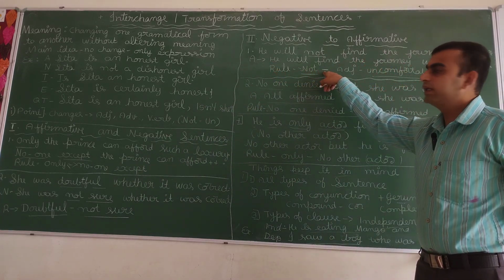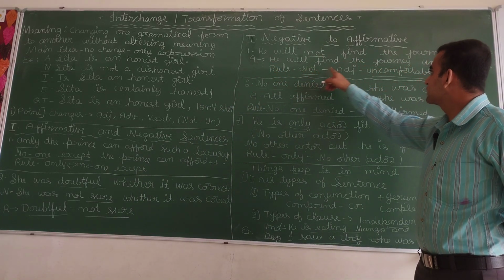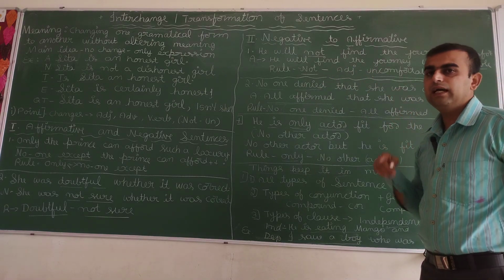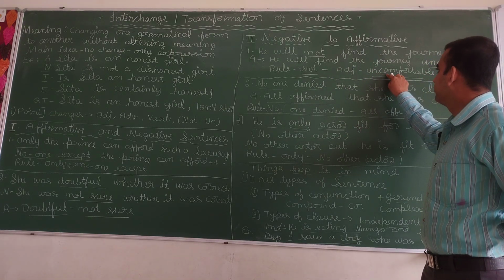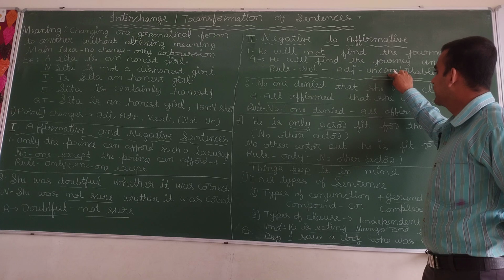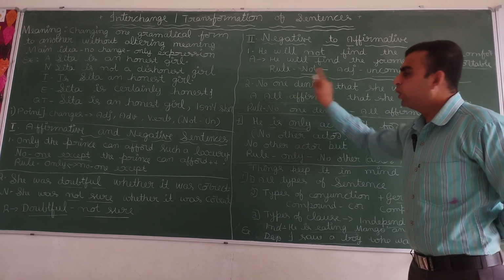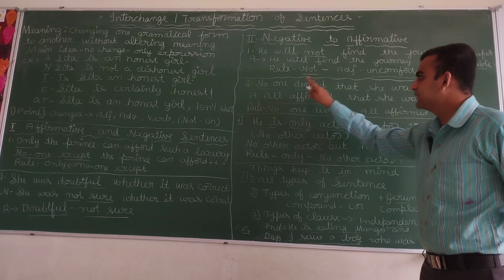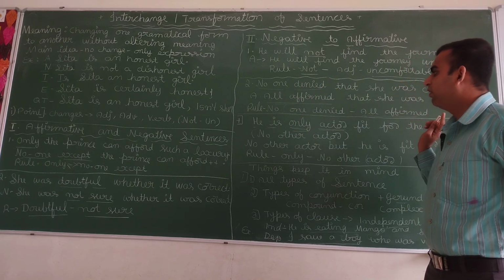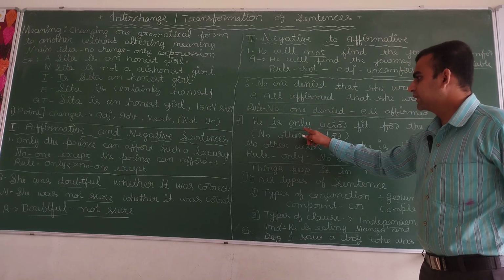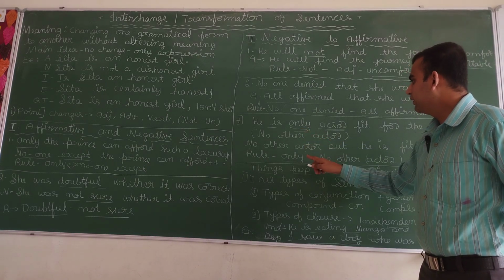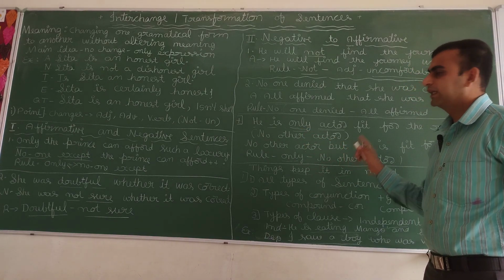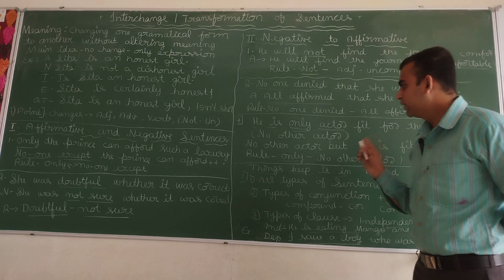If there is "not" in a negative sentence, we have to make changes in the adjective, like we made "comfortable" into "uncomfortable". If "no one" is there, we have to add "all". If "no one denied" is there, we must make "all affirm". Then the next rule: if there is "only", we have to write "no other".